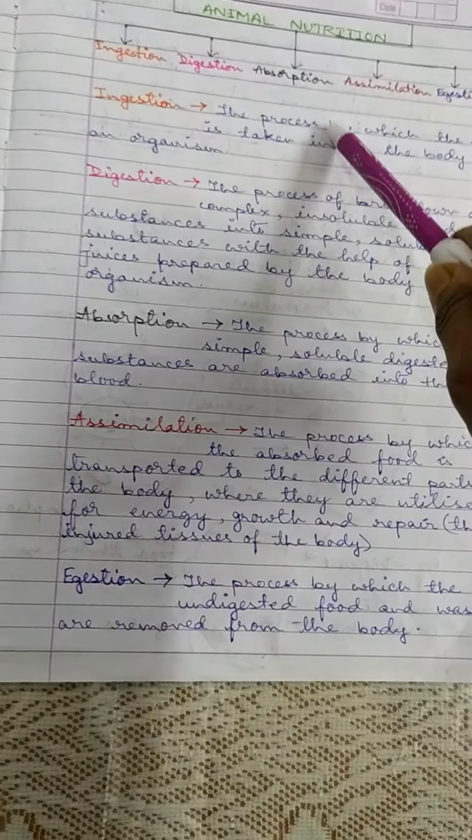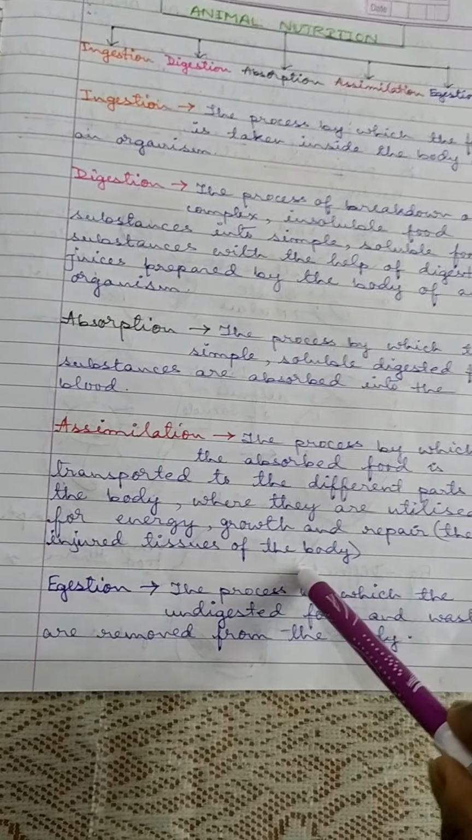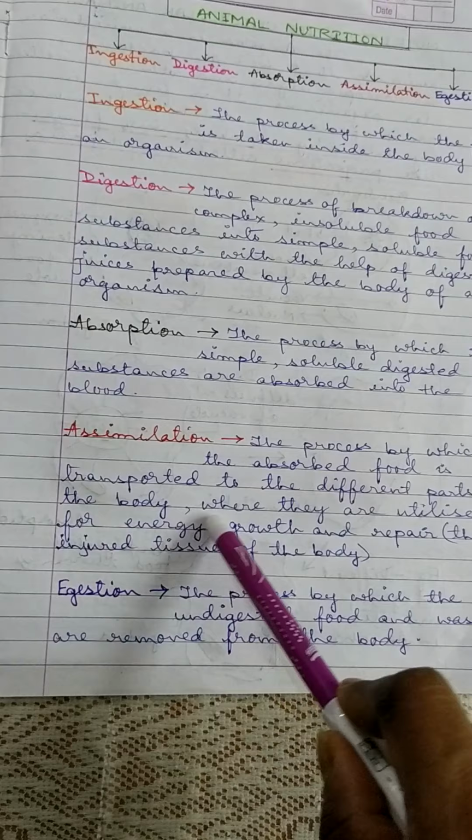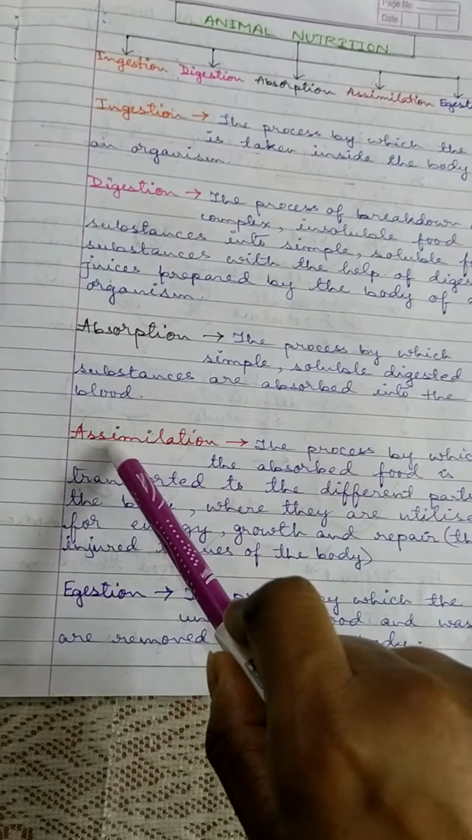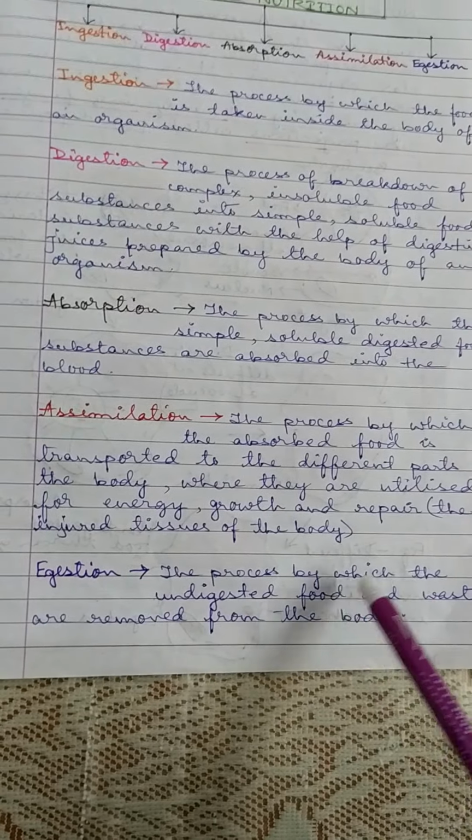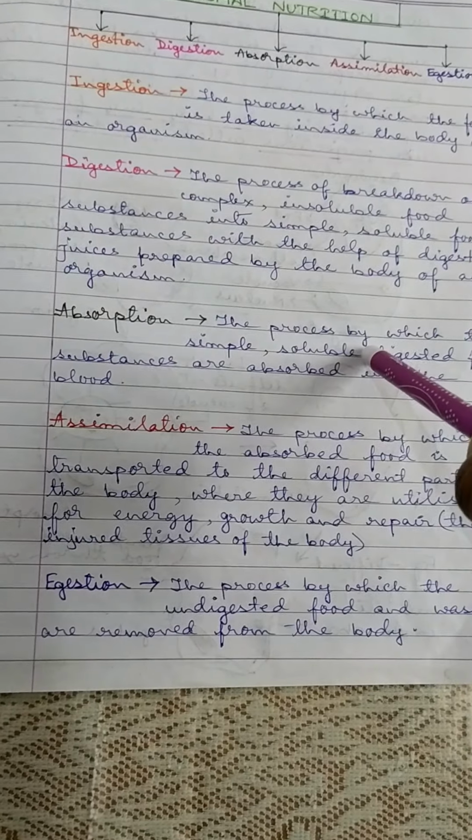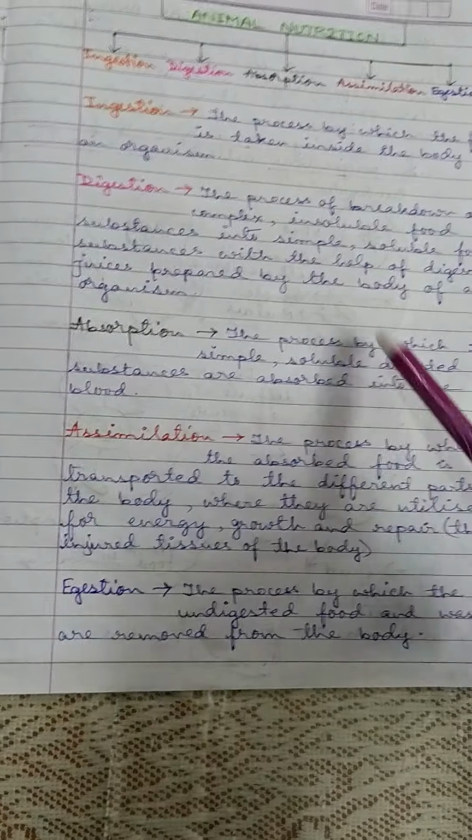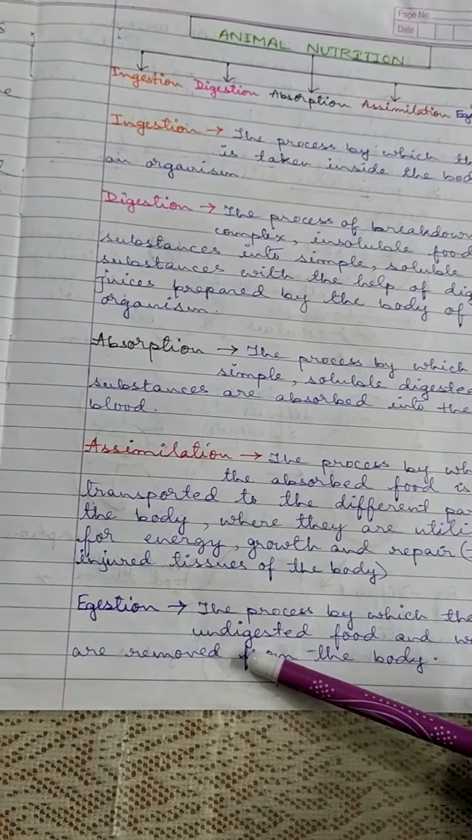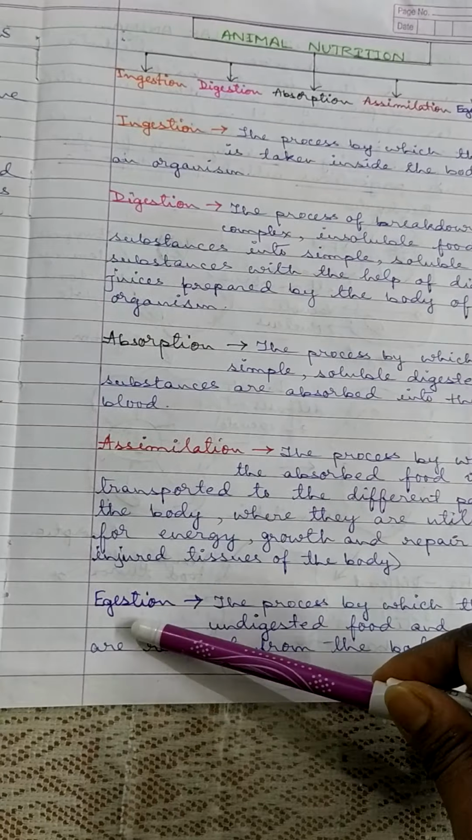When that energy from the food we have absorbed reaches its destination, transported by the blood to different parts of the body, then only it is called assimilation. And last, egestion. Whatever food we have taken may not be absorbed by our body. There are many things that our body cannot digest, and they need to be thrown out. So the process by which the undigested food and wastes are removed from the body is called egestion.